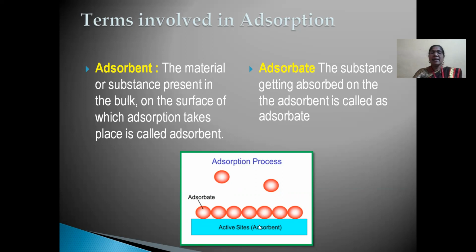That means in that diagram, this surface in which adsorption takes place is called the adsorbent. Adsorbate: the substance getting adsorbed on the adsorbent is called the adsorbate. This is an adsorbate which gets adsorbed on the adsorbent.